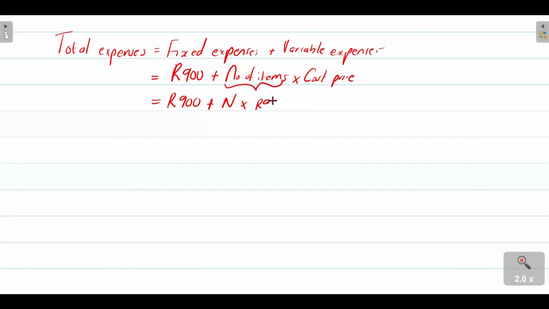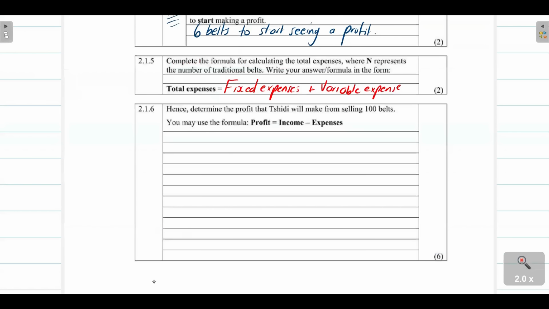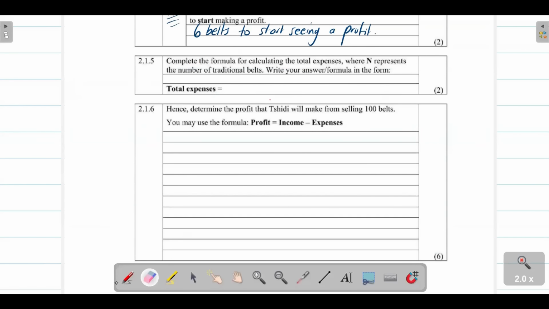So if they want us to create a formula for the total expenses for TD's company, the total expenses will be equal to 900 plus 90 times N. You can even just say times N. So that's the formula that we're going to write here. Final formula: 900 plus 90 times N. That's your final answer there.